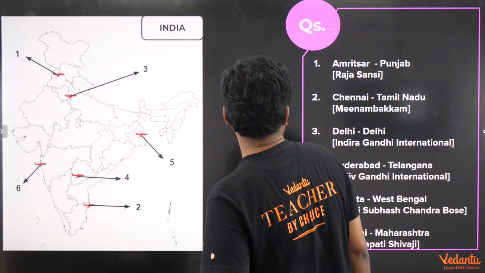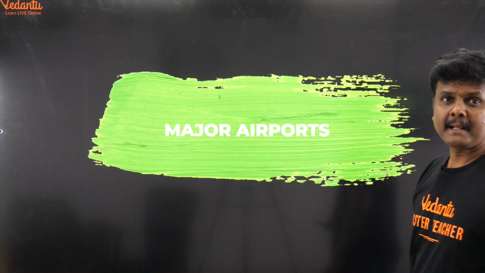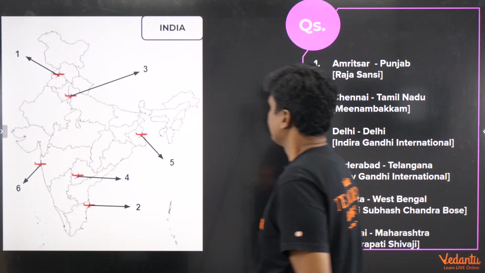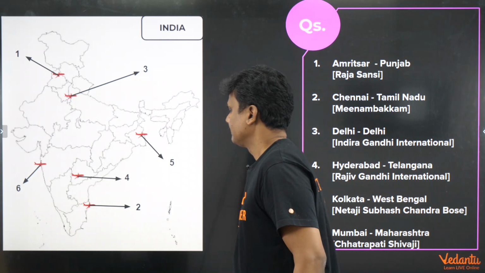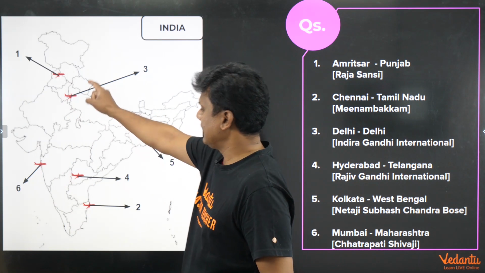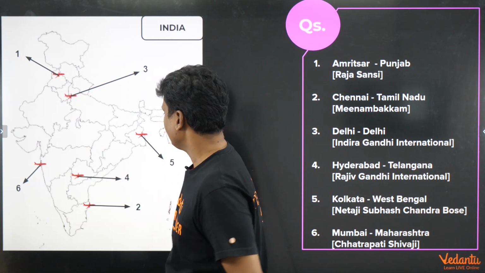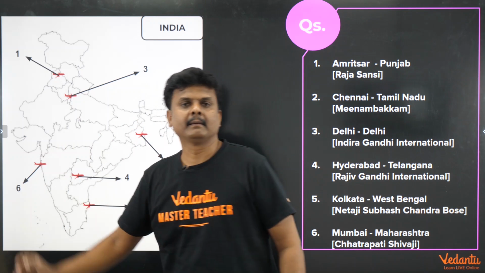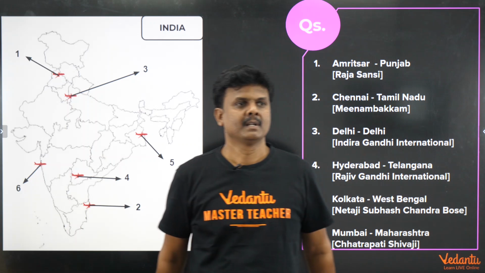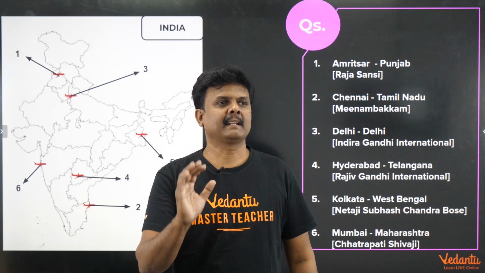Now once again, guys, for all of you, what are the major airports? Amritsar, Chennai, Delhi, Hyderabad, West Bengal, and Mumbai. These are the major airports. Six of them, remember them very clearly.